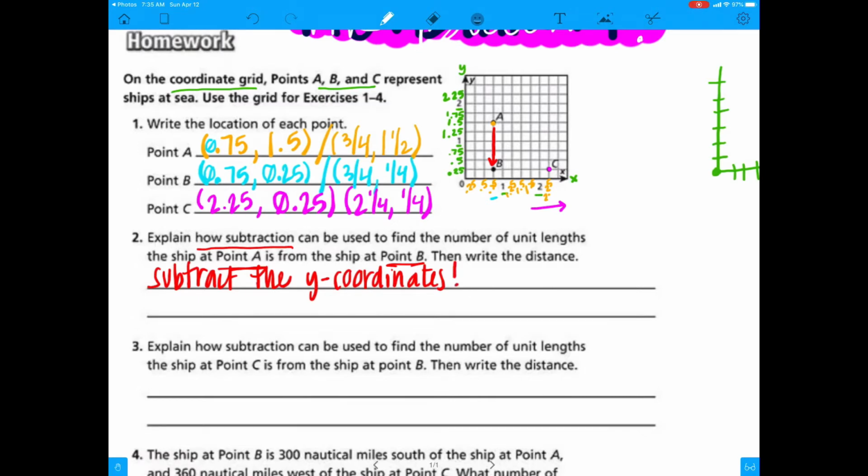So in this case, we're going to be subtracting the Y coordinates. If you look above, when we listed the coordinates, we have 0.75, 1.5 for A and 0.75, 0.25 for B. If I subtracted the X coordinates, that would be 0, and it just wouldn't make any sense. But if I subtract the Y, it's 1.5 minus 0.25, which is 1.25. Or if you're using fractions, they would be 1 1/4 units away.